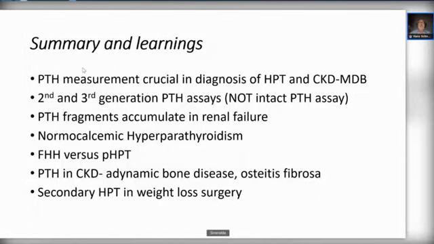PTH measurement is crucial in the diagnosis of hyperparathyroidism and in chronic kidney disease metabolic bone disease. We call them second and third generation PTH assays, not intact PTH assays, because they measure fragments. PTH fragments accumulate in renal failure. We've talked about normocalcemic hyperparathyroidism, FHH, adynamic bone disease and osteitis fibrosa, as well as after weight loss surgery.